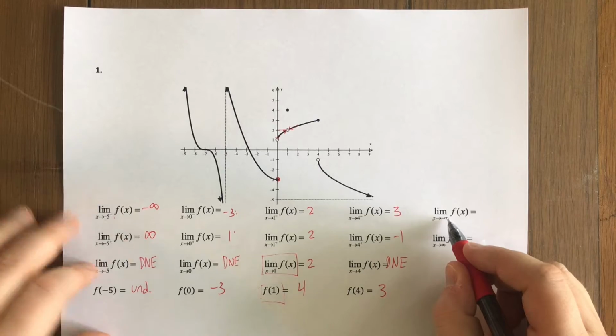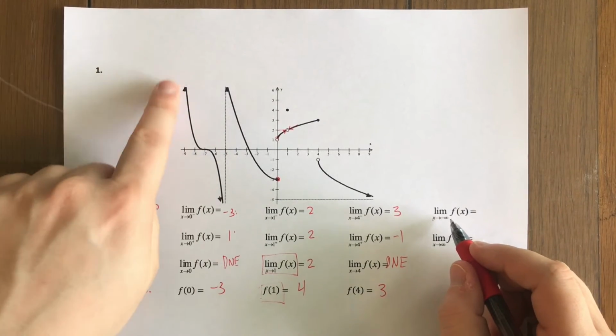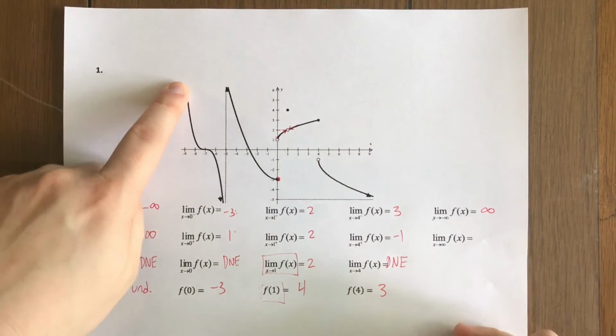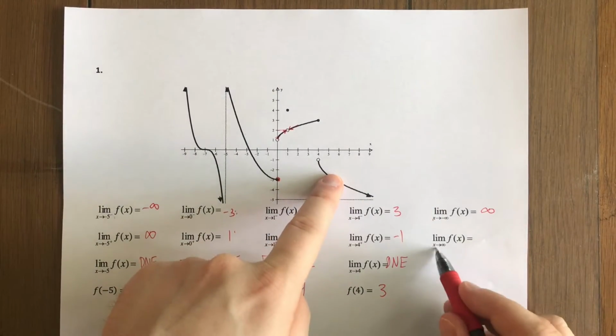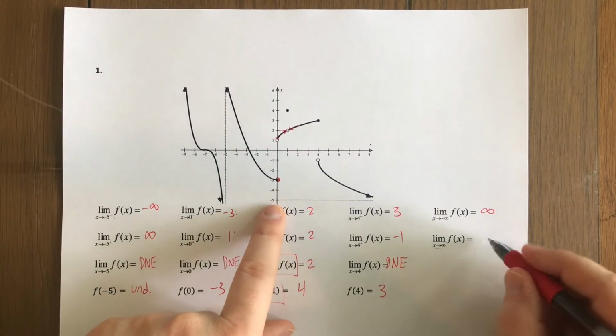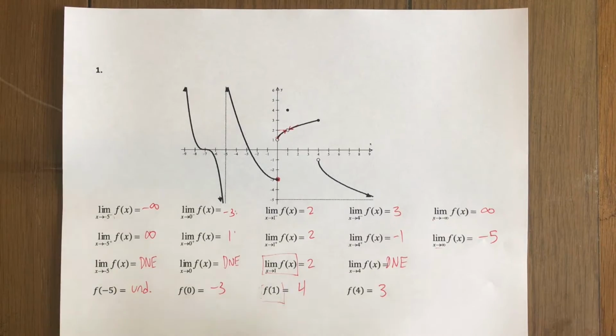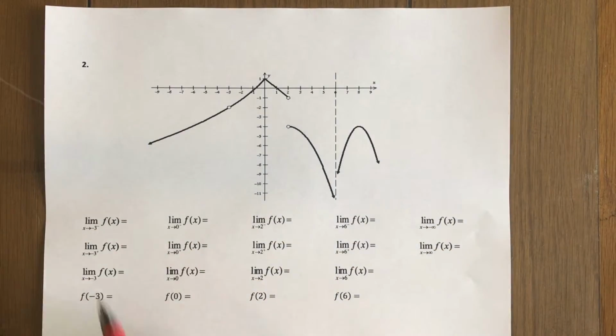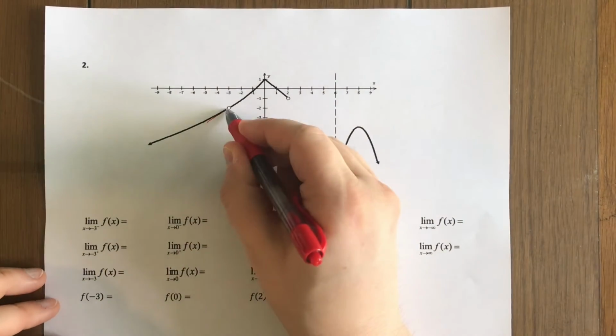As x approaches negative infinity, it looks like the function is going up. That's this part of the graph right here, so we'll say positive infinity. And as we go towards positive infinity for the x values, it looks like it's approaching this height of -5. There we have it.